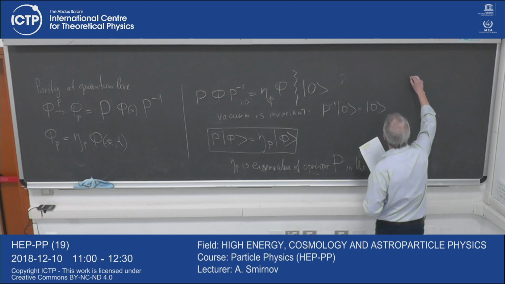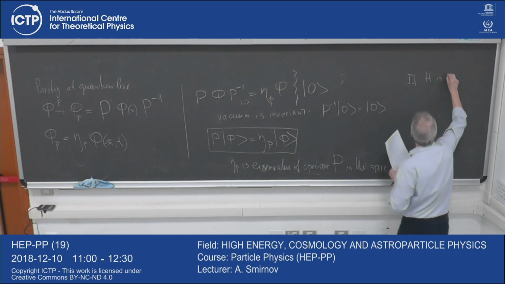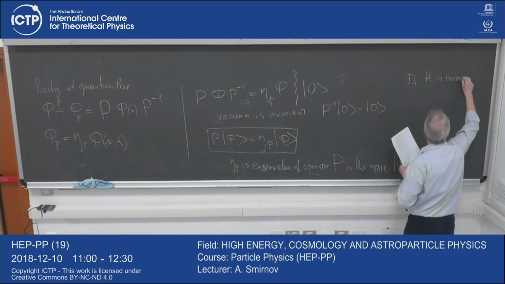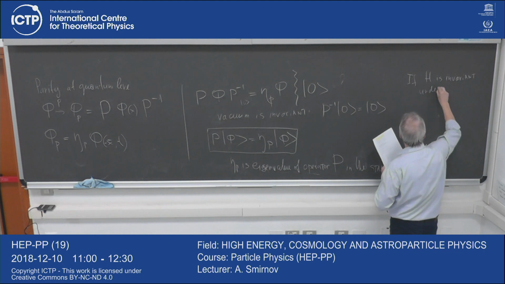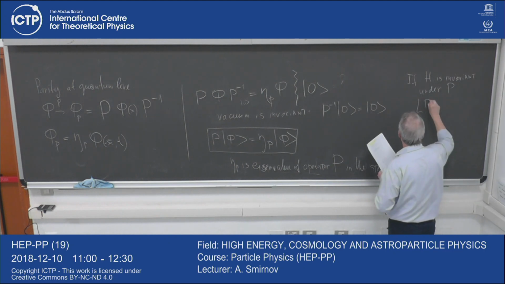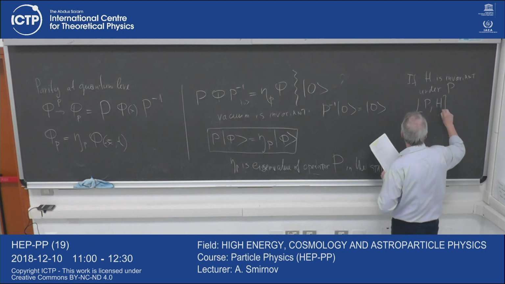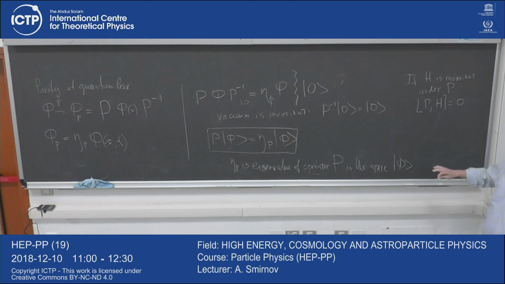Now, if the Hamiltonian is invariant under P, what we conclude is that P is commuting with the Hamiltonian. In this case, eta P is a conserved quantum number.